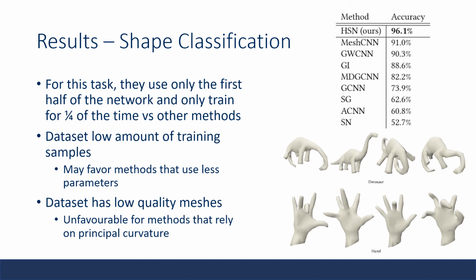For results, let's first start with shape classification. Here we can see that HSN outperforms all compared techniques by a significant margin. Additionally, they only use the first half of the network and only train for a quarter of the time. Some reasons for why this might happen are, firstly, that the dataset that they are training on has a very low amount of training samples and may favor methods that use fewer parameters. Additionally, the dataset has very low quality meshes, which may be unfavorable for other methods that rely on principal curvature.